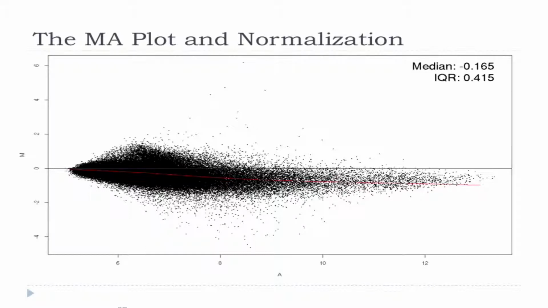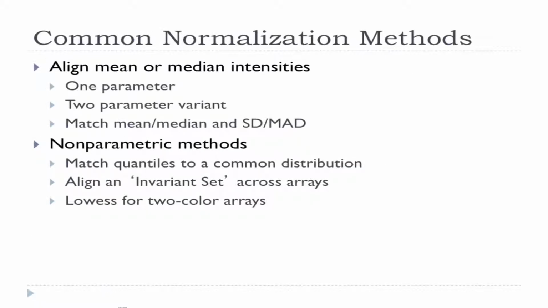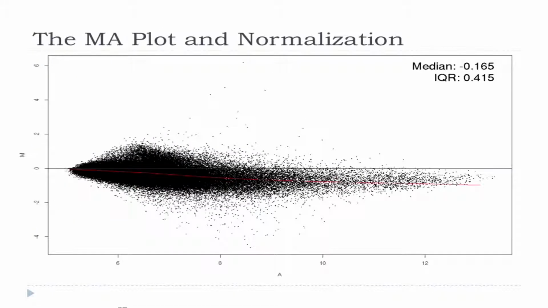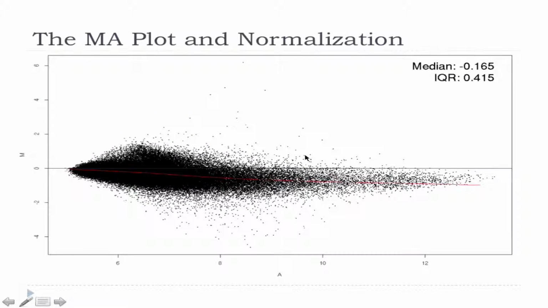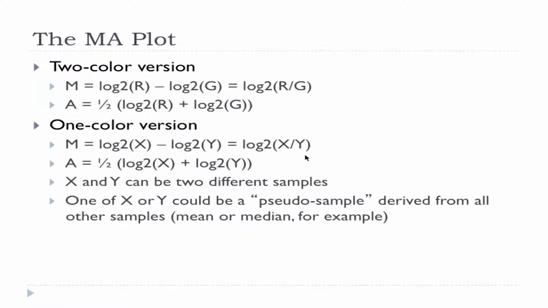All right. Here's what it looks like in math. The two-color version, we have the log of red over green as the M value, the log ratio, and the A value is half of the sum of the expression values. For the one-color version, we have log of x over y, where x is one sample, and y could be another sample, or it could be a pseudo-sample. For example, we could take the median intensities from all the arrays, and that could be our pseudo-sample. And then A is just, again, the average expression.